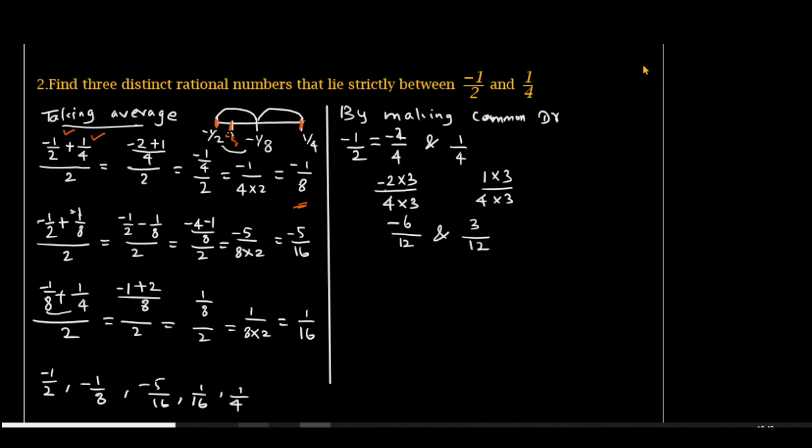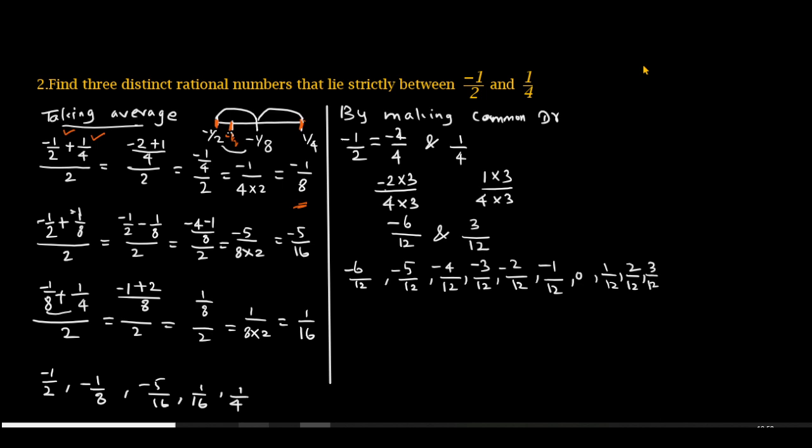Now, minus 6 by 12 and 3 by 12, how many numbers are there? Minus 6 by 12, the next number minus 5 by 12, minus 4 by 12 and minus 3 by 12, minus 2 by 12, minus 1 by 12 and 0 and plus 1 by 12 and 2 by 12, then 3 by 12. So these many numbers we can get. Of these, any three numbers you can give as the answer. Okay, now by making decimals.